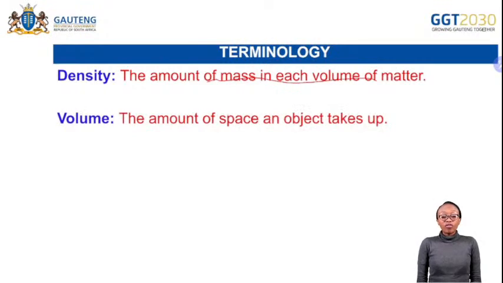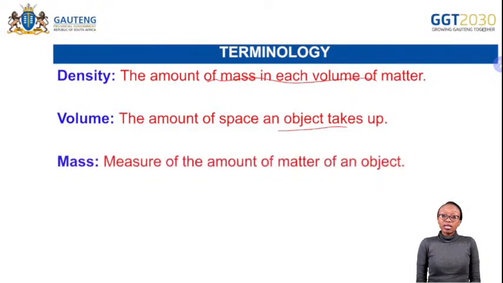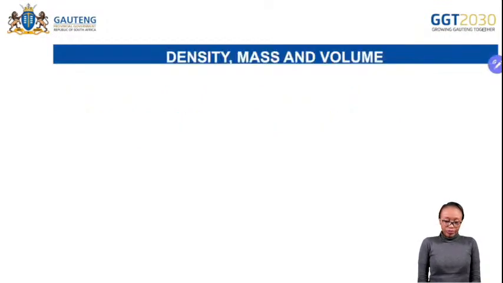And then volume. Volume is the amount of space an object takes up. And then the third term, which is mass. Mass is the measure of the amount of matter in an object. So it is the measure of the amount of matter that is in an object.